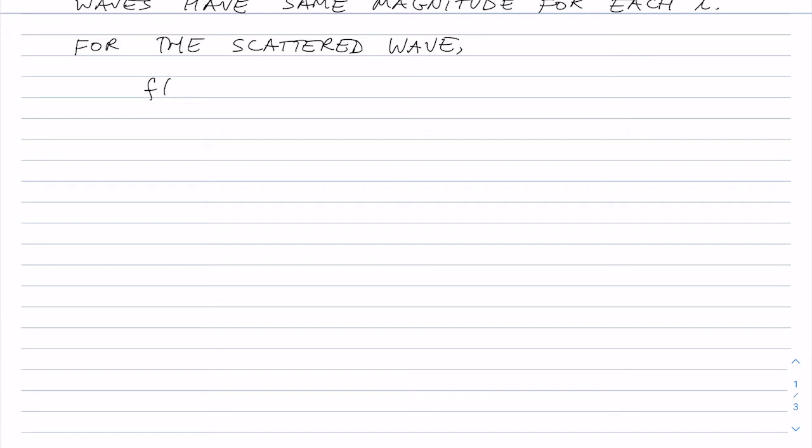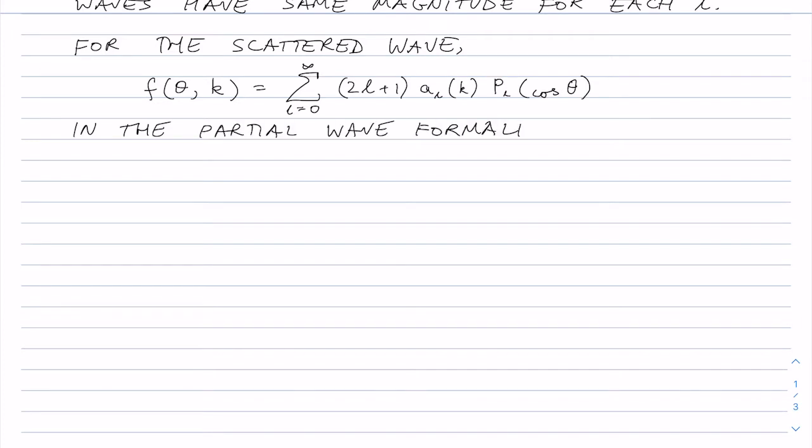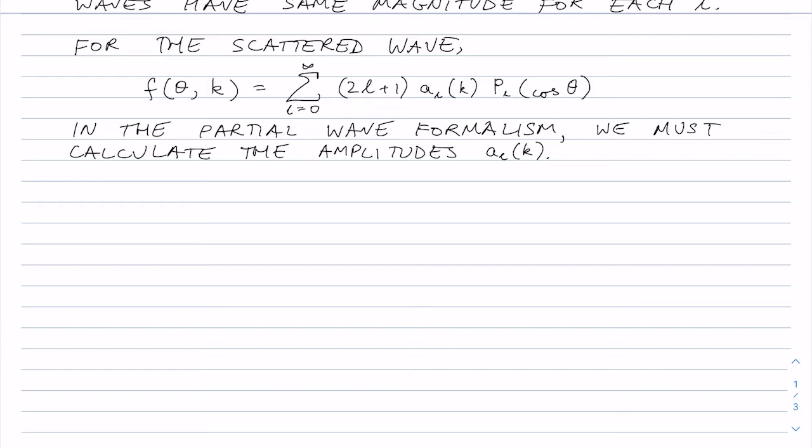And remember, the scattered wave here is expressed in terms of this scattering amplitude f, which is a function of theta and k. Last time we didn't worry about the k too much, but now we really want to keep it. And remember that different k's are scattered at different angles. So what have we done here? We've actually replaced this scattering amplitude, which was a function of two variables, with an infinite set from L equals 0 to infinity of functions of one variable, k.